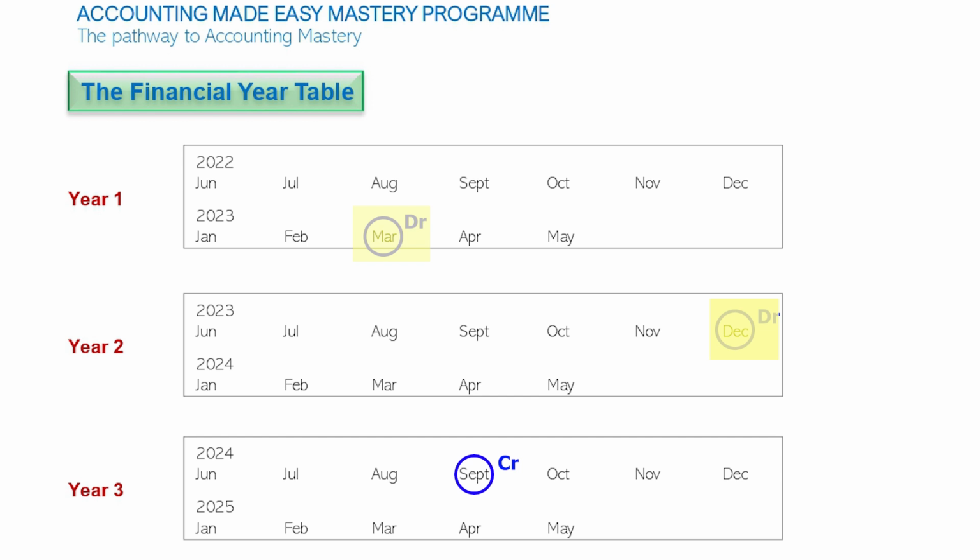Then we move on to the next information. What happened in year 3? According to our financial year table, in year 3, we sold one vehicle on September 30th. We sold it on September 30th, so that means the value of vehicles in the business is decreasing. According to our guidelines, when we sell a vehicle, we record it on the credit side.